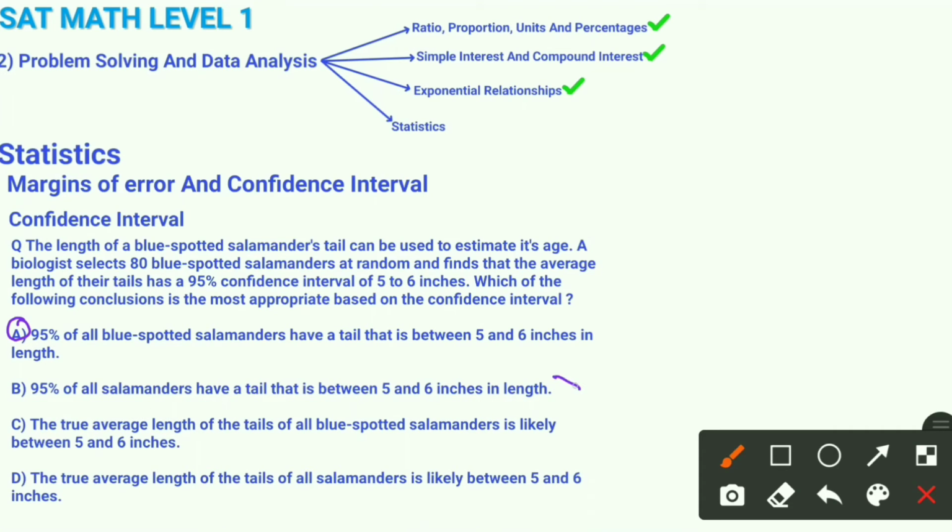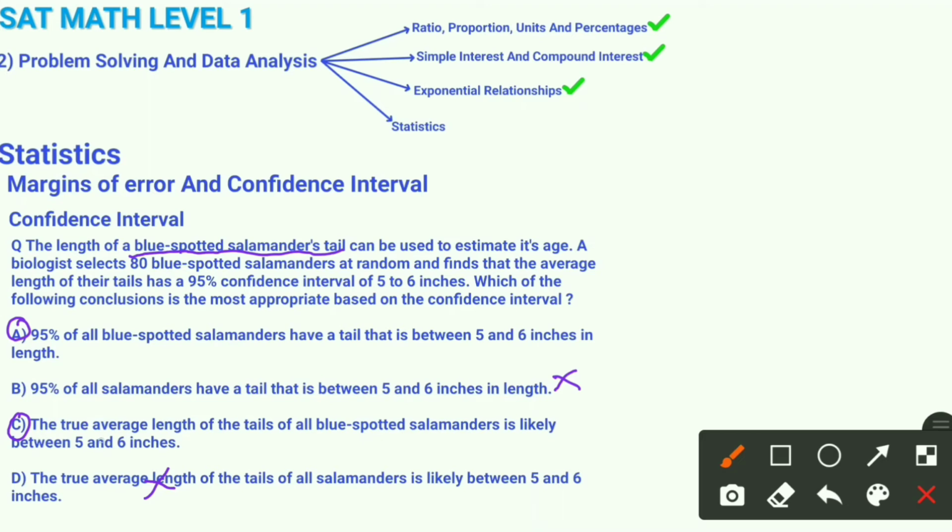95% of all the salamander, no, it's only talking about blue spotted. The true average length of the tail of all blue spots is likely between 5 and 6 inches. Yes, it could be true. The true average length of all the tail, no, this is not, because it's only talking about blue spotted salamander's tail. Okay, either A is correct or C is correct. Which one of these is correct?